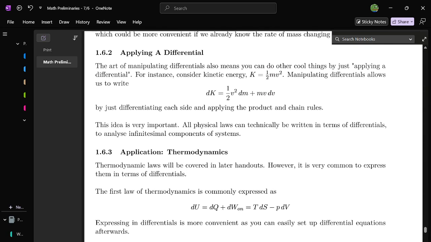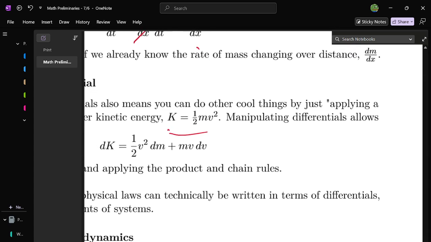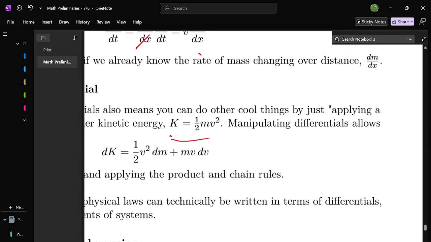Another thing that you should know is how to apply a differential. So what do I mean by apply a differential? For example, just consider kinetic energy here. I think everyone knows this. But if you want to consider an infinitesimal amount of kinetic energy, what we do is you apply a differential. An infinitesimal amount of kinetic energy, we will just call it dK. We can apply d to half mv squared.